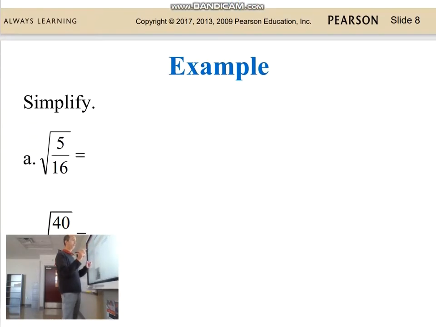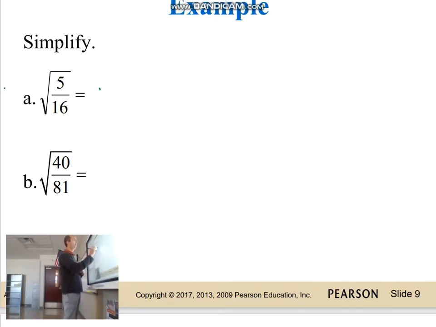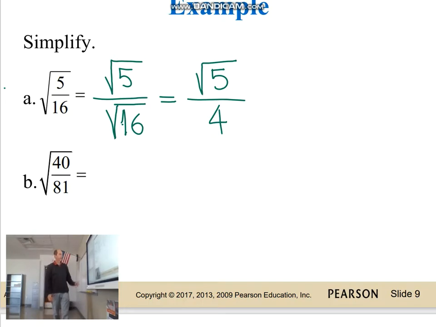Now a few examples to work with the quotient rule. Now we have the square root of 5 over 16. We can apply the quotient rule. So we have the square root of 5 over the square root of 16, right? The square root of 5 we cannot simplify, we just keep it like this. But the square root of 16 is something that we can simplify. This is equal to 4, and that's going to be the answer: square root of 5 over 4.